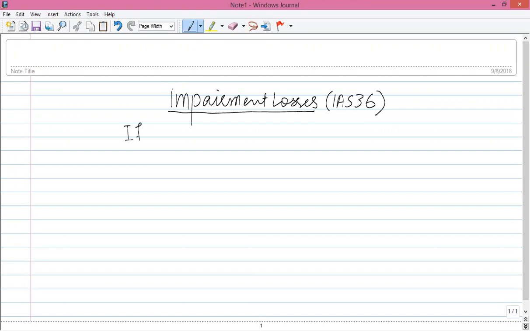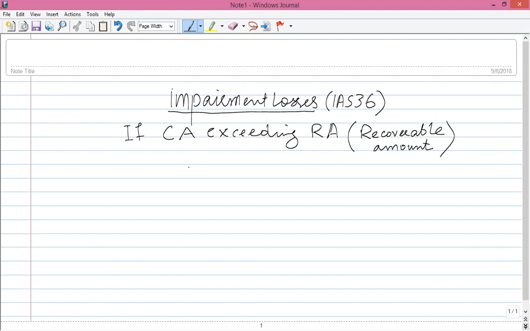If the carrying amount of an asset exceeds its recoverable amount, then this difference is called the impairment loss. For example, the carrying amount or the book value of the asset is 50,000 and the recoverable amount is 40,000.